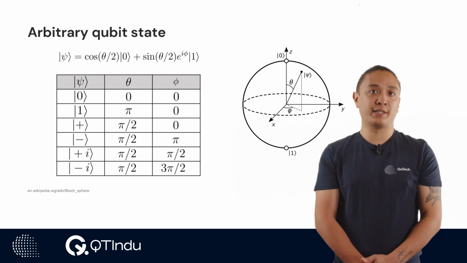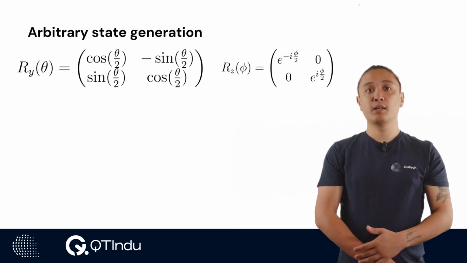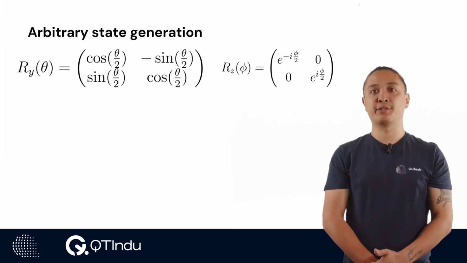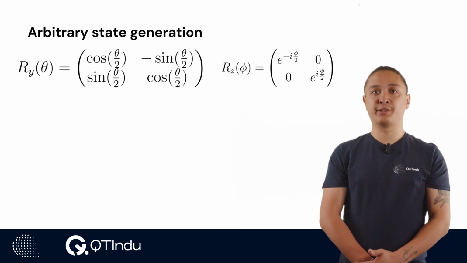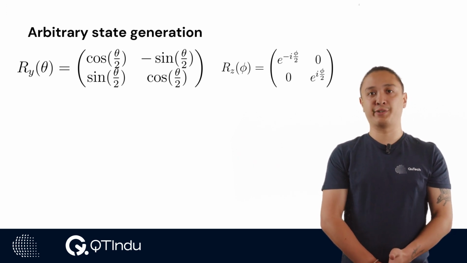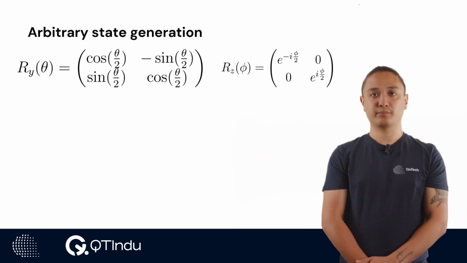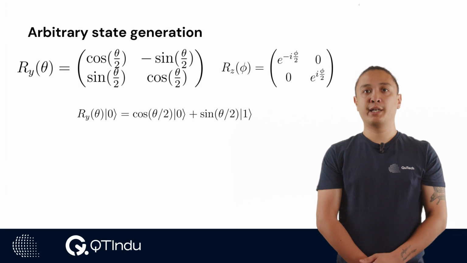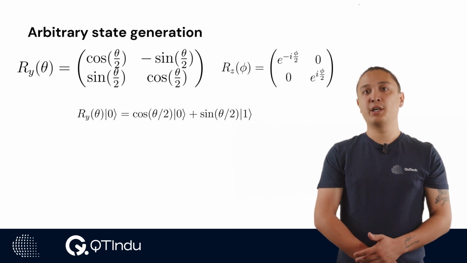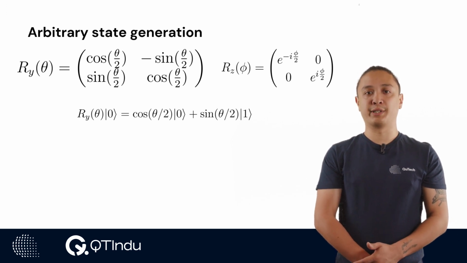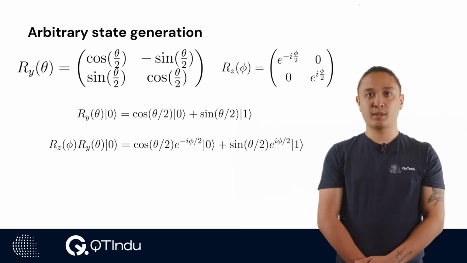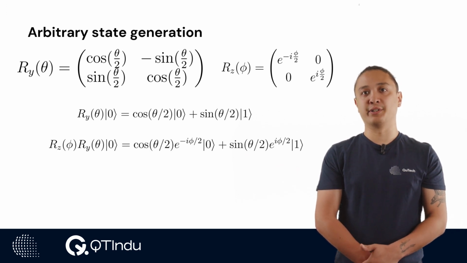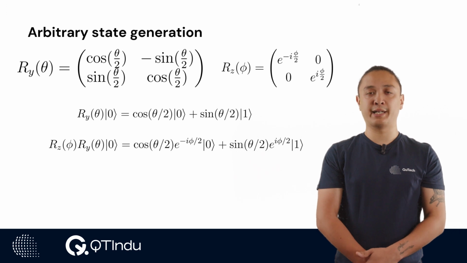Next, we will see what these rotations look like mathematically. So, to obtain any arbitrary qubit state, we require these two operations, the y and z rotations, which we represent in matrix form here on the slide. First, let's consider an initial state of 0. If we perform a y rotation of an angle theta, we obtain the following state. Next, if we perform a z rotation of an angle phi on this state, we obtain the next following state.